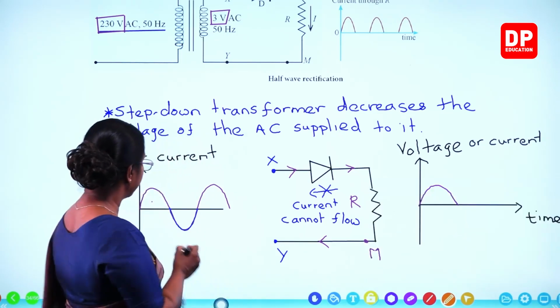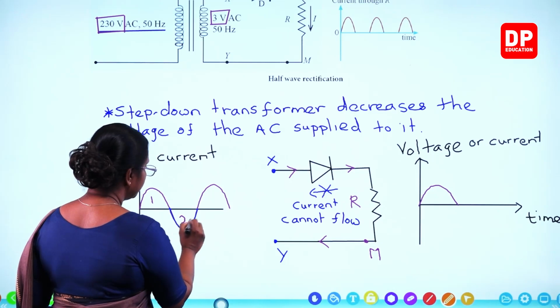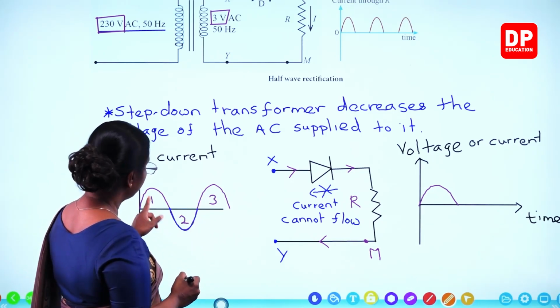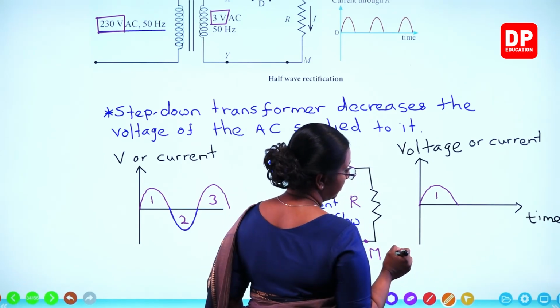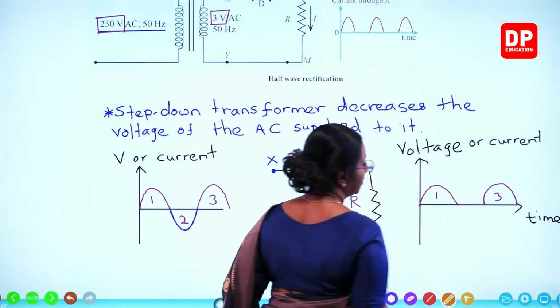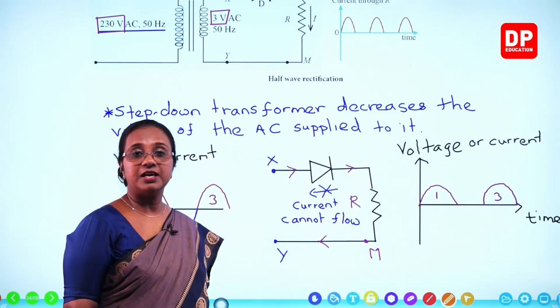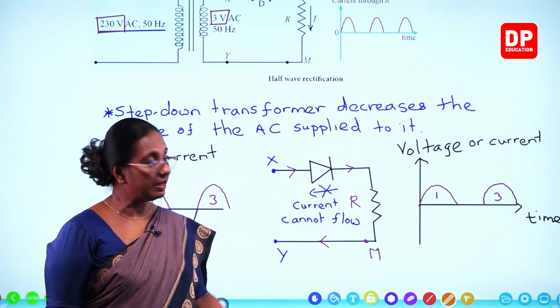So, that is how you will get the next part of the graph. So, first this one, then let's say this is 2, this is 3. So 1 is here, the second half is not there. Again you will get the third half. So that is how the rectification will take place. This part of the graph will not be there.